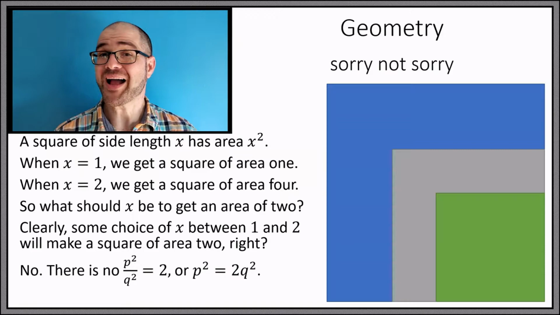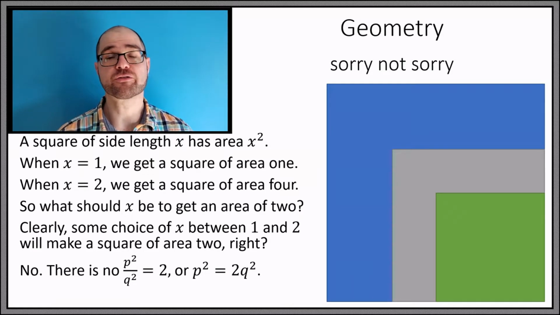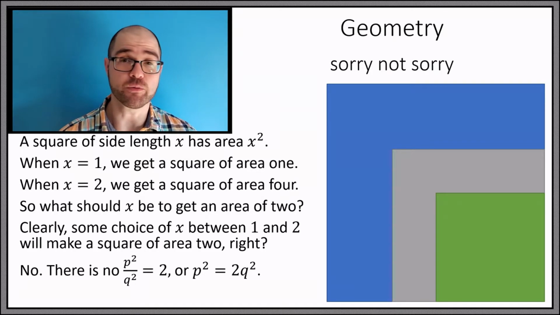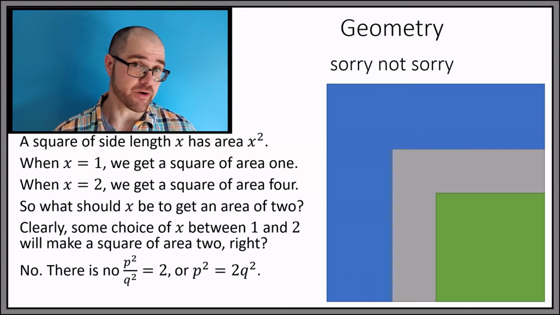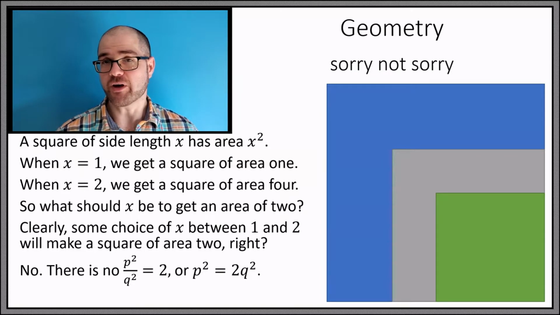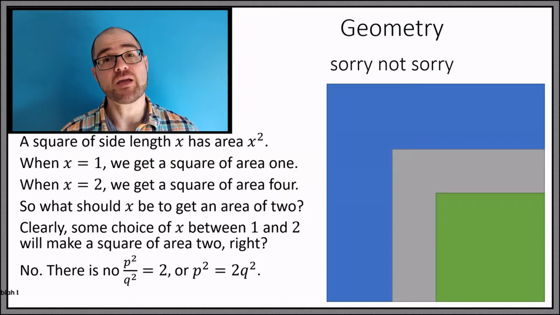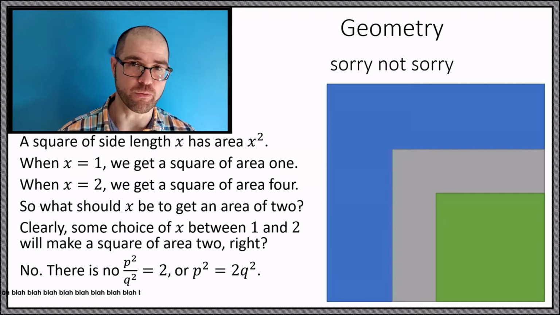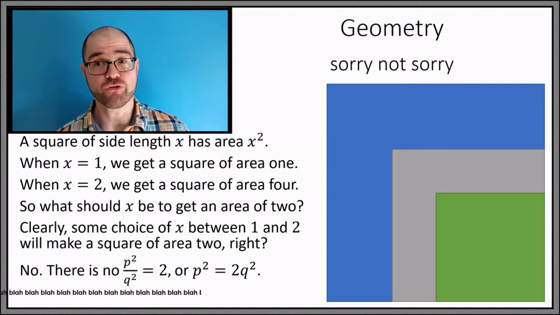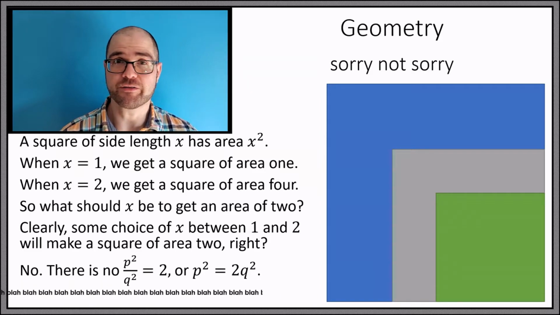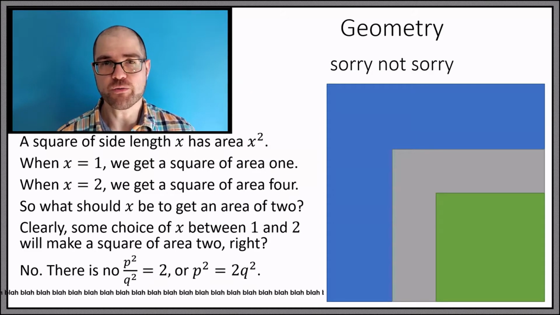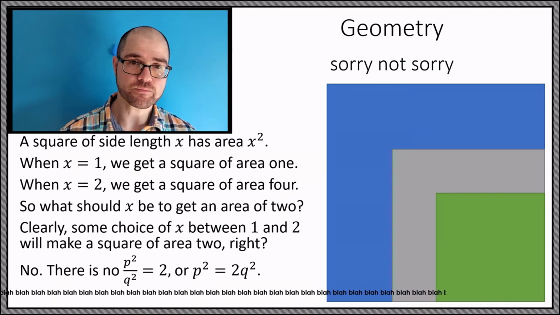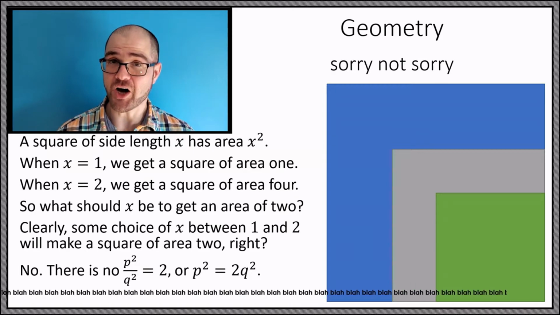But no, there is no rational number p over q so that the square is 2. Here's a very short proof. If p squared equals 2q squared, then p squared is even. It's 2q squared. But if p is odd, p squared is odd. Therefore, p must be even. In which case, p squared is divisible by 4. So since p squared equals 2q squared, and p squared is divisible by 4, 2q squared is divisible by 4. Therefore, q squared is divisible by 2, which means q can't be odd.